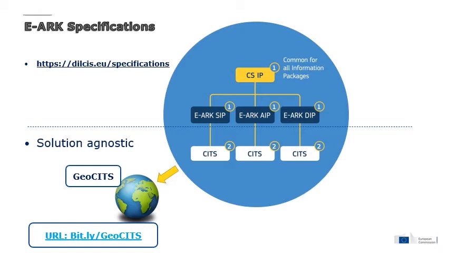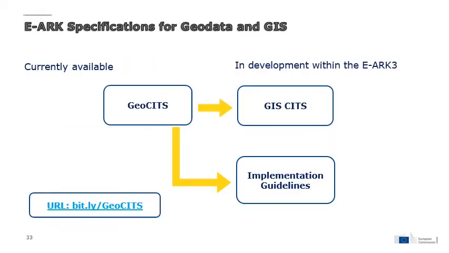However, we know that there are already a lot of solutions that have their own structures, so we can still use the content information type specifications, such as the GeoCITS in our case, which are solution agnostic and actually describe what type of data and how needs to be contained within the package in order to ensure long-term preservation. So you can get the latest data specification on this link that you see below on the left.